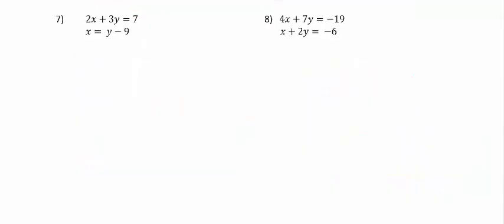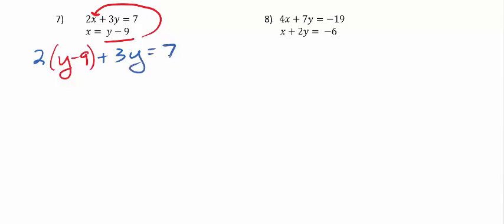In number 7, I'm looking for the variable that's all alone, and I can see in the second equation I have x alone, and x is going to equal y minus 9. So I'm going to substitute all that in place of x in the first equation. And I get 2 times, and I'm going to plug in y minus 9, and then I have plus 3y is equal to 7. So when we distribute, we get 2y minus 18 plus 3y is equal to 7.